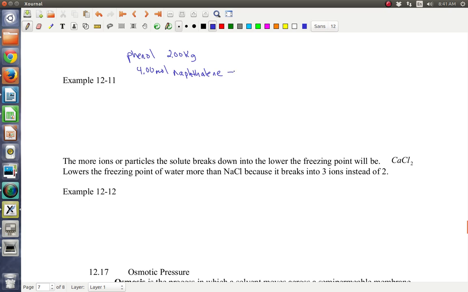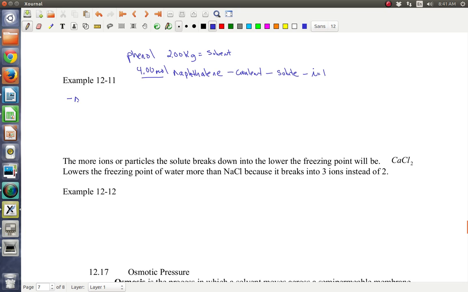So naphthalene is covalent. Naphthalene is the solute because it's being dissolved. They give you the moles, and since it's a solute and it's covalent, the i is 1. So this is the solvent. So all we have to do is put stuff in here and figure out how it's going to change.